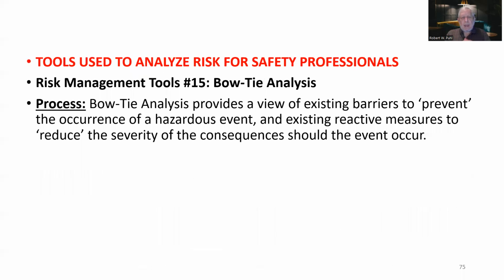Bow tie analysis provides a view of existing barriers to prevent the occurrence of hazardous events and existing reactive measures to reduce the severity of the consequences should the event occur.